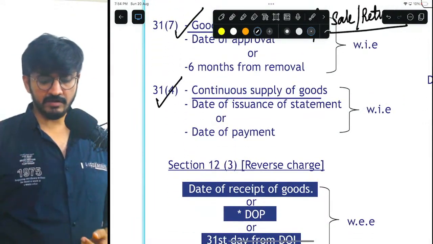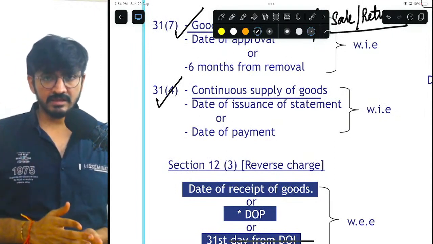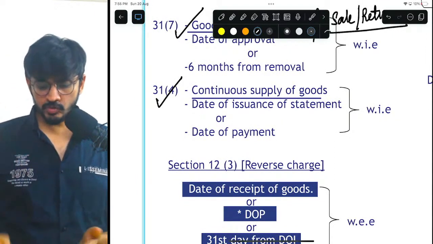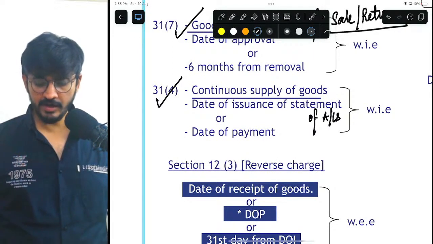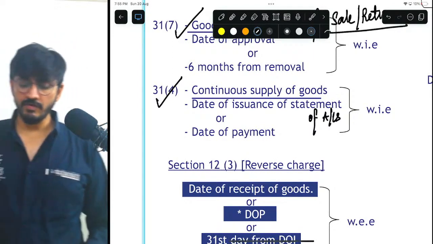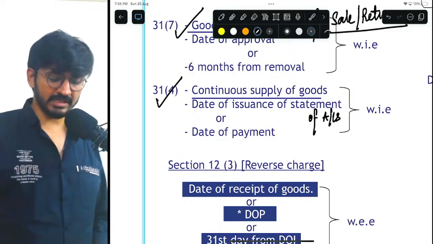Next is 31 subsection 4, continuous supply of goods. In this case, it will be date of issuance of statement of accounts or date of payment, whichever is earlier.